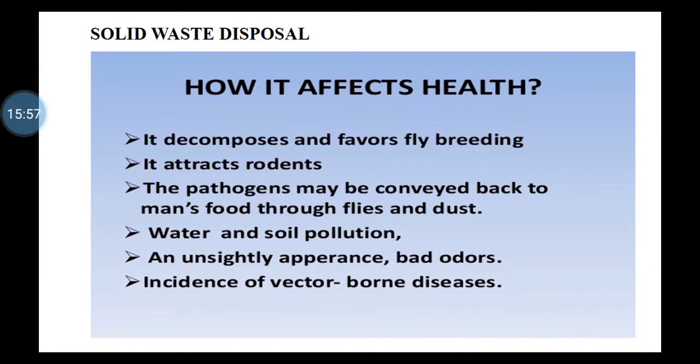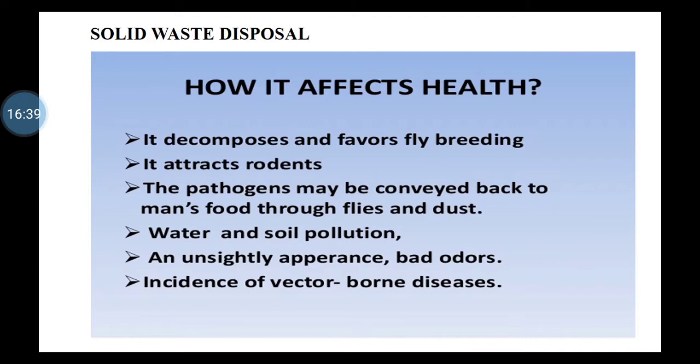Now, how does this affect health? This is the refuse which is accumulated from so many premises. At home also, when we go for dusting and cleanliness, the rough refuse material gets accumulated. Now it affects our health. How? It decomposes and favors fly breeding, meaning the flies that multiply. So fly breeding is a process which occurs because of the accumulation of refuse.